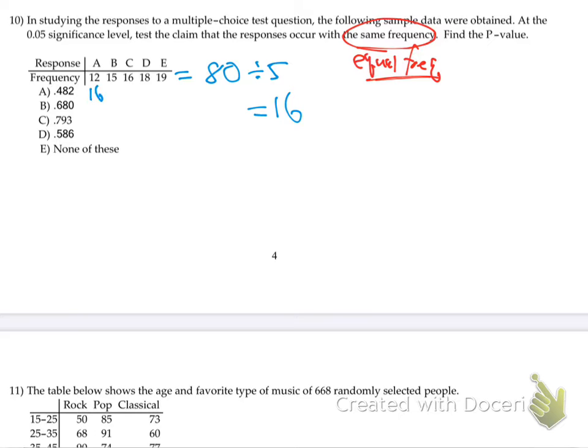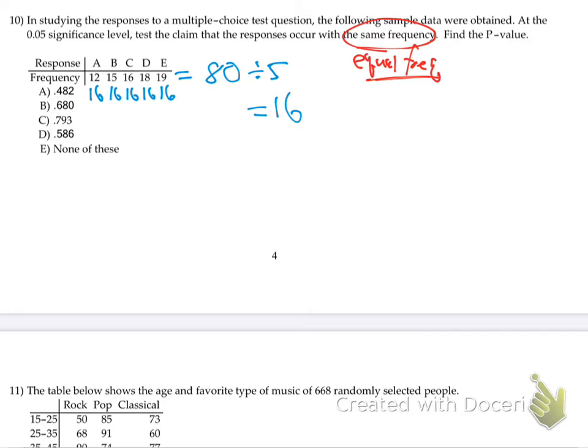So then 16, 16, 16, 16, 16. If the multiple choice answers were occurring with equal frequency, there would be 16 A's, B's, C's, D's, and E's. Just like the same number of babies being born every day of the week problem, right? Equal frequency. So which one's L1 and which one's L2?